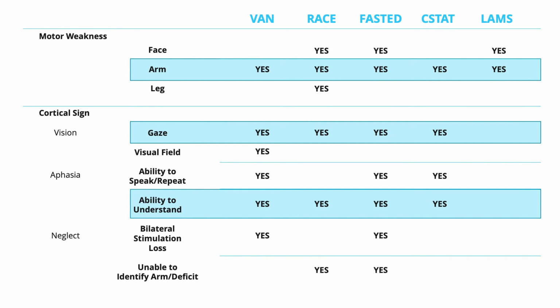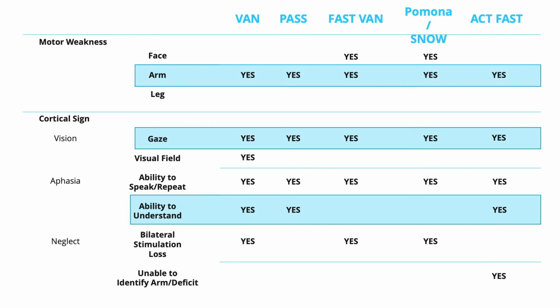So this is kind of a summary of VAN versus these scales. And you can see I've divided up into motor weakness and cortical symptoms, because that's all it is. So now you know every scale is what? Weakness plus a cortical symptom, right? And you can see that on the slide over here, where they have VAN, RACE, FAST-ED, C-STAT, LA Motor Scale, and the VAN mimic scales, or the qualitative scales, whether it's FAST VAN, Pomona, ACT-FAST, SNO, same thing. It's weakness, or they're just FAST positive with cortical symptoms.